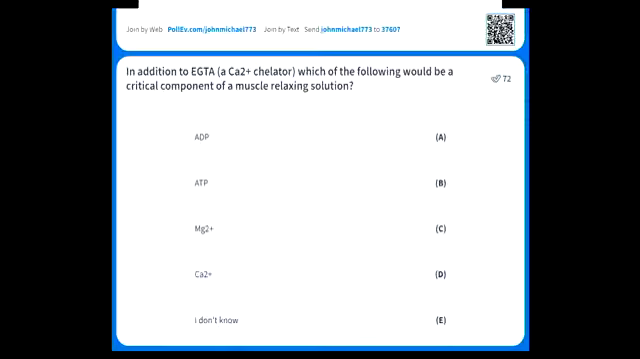And what do you think that component would be? Would you need ADP, ATP, magnesium, calcium? You should be able to answer this question based on the crossbridge cycle. Anybody?